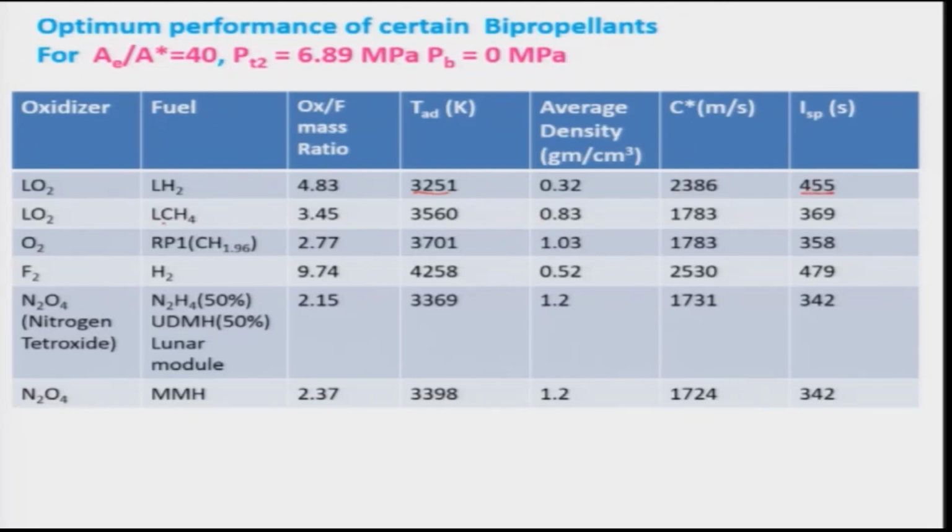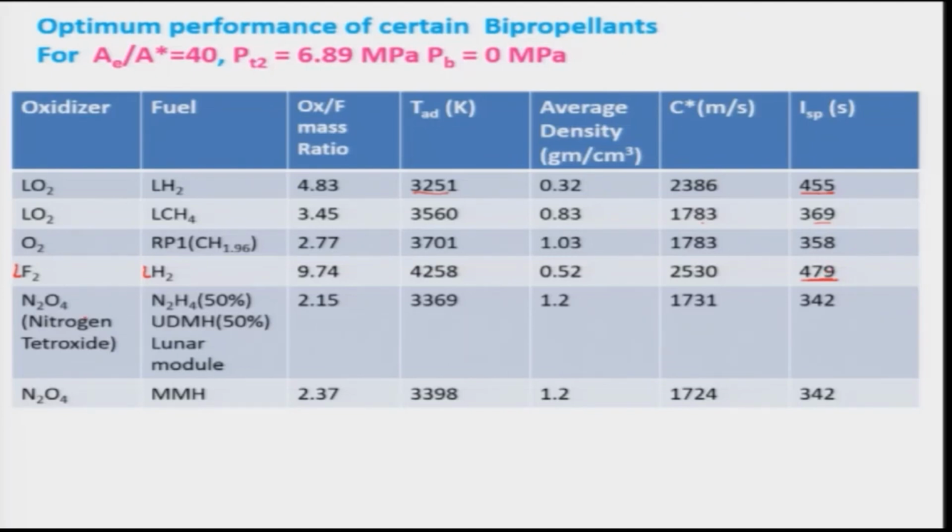And whenever liquid methane is used in place of liquid hydrogen, of course, the density has increased and the characteristic velocity has decreased, and so also the specific impulse. And that is true with RP fuel. But if you look at liquid fluorine and liquid hydrogen, when you use it you will get a much higher specific impulse, that is 479, and of course, that is not being used very much, but maybe in future when good materials are developed, then we can use that.